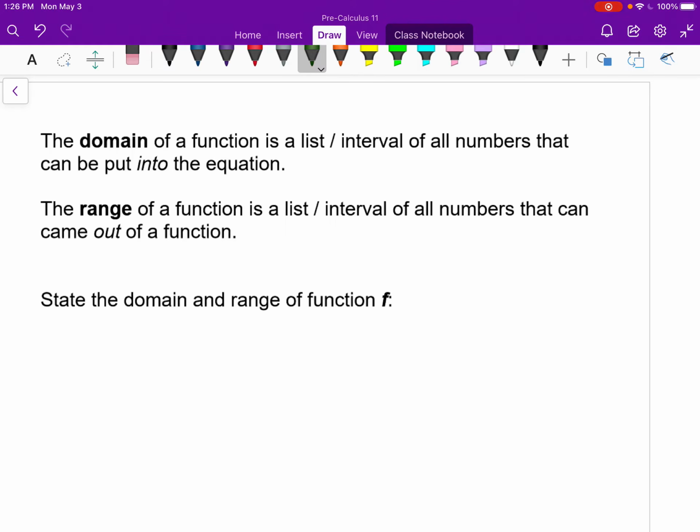Domain and range are, for example, domain. The domain of a function is a list or an interval of all the numbers that can go into a function or be put into an equation. So those are usually the x variables, because by convention, x usually represents the variable that we put into something. And range is a list or interval of all the numbers that come out of a function. And usually we call that y.